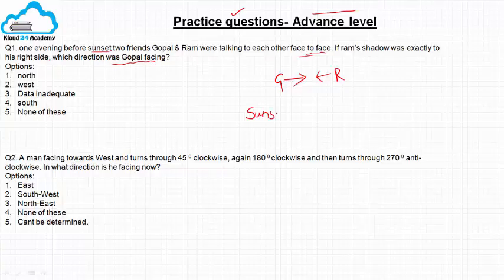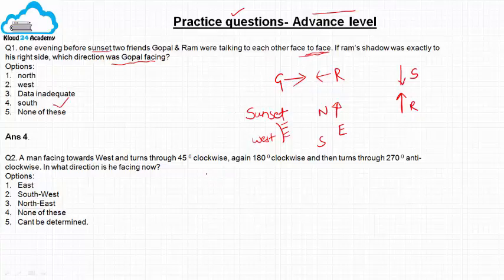So sunset time, evening time, here is the sun, west. Ram's shadow was exactly to his right side. So we saw in the previous lecture, shadow's direction will be opposite to the direction of sunlight. So Ram must be standing facing the north direction. So which direction was Gopal facing? Gopal was facing south direction, face to face. So the answer is south.